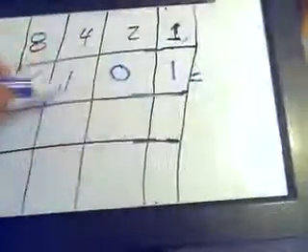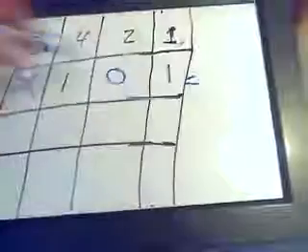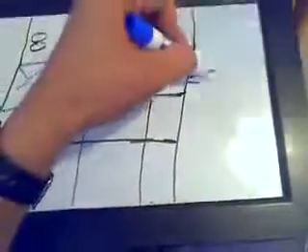Now how do we know that 101 is equal to 5? Well, let's find out. If we use 1 four and 1 one and no 2's, we use 4 plus 1 is 5. Let's look at the number 9.